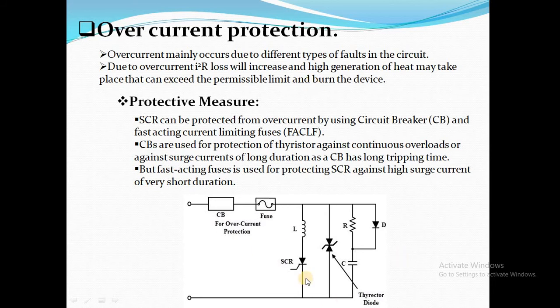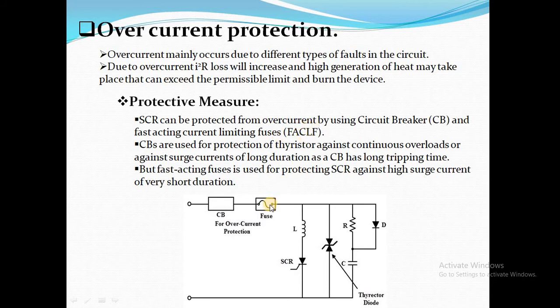To protect the SCR from this overcurrent, we can use these two different protection devices here. This is the SCR which is connected in a circuit for any particular application, and this SCR has a connection of fuse wire and also a connection of a circuit breaker here. These are the two protective measures used to protect the SCR against overcurrent. So SCR can be protected from overcurrent by using a circuit breaker and fast acting current limiting fuses, or FACLF.